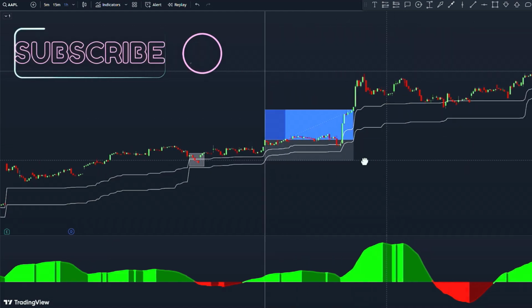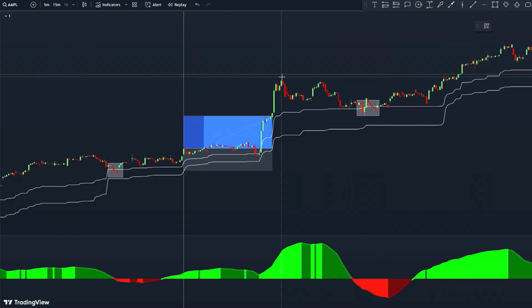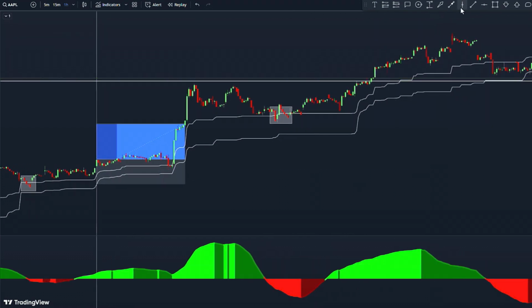After that, the price retraces back to the Fibonacci levels again and a bullish breakout of the last swing high happens. And with the confirmation of the squeeze momentum indicator, we enter another buy trade.